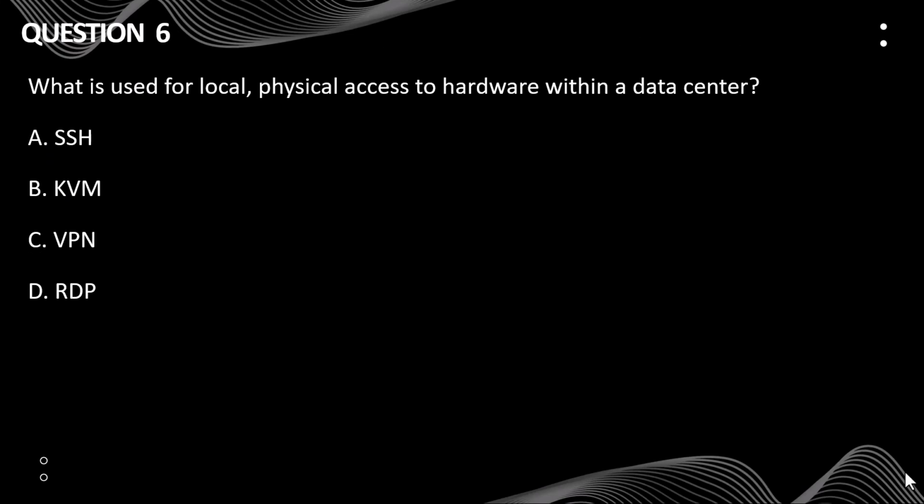Question 6. What is used for local physical access to hardware within a data center? Option A, SSH. Option B, KVM. Option C, VPN. Option D, RDP. The correct answer here will be option B.